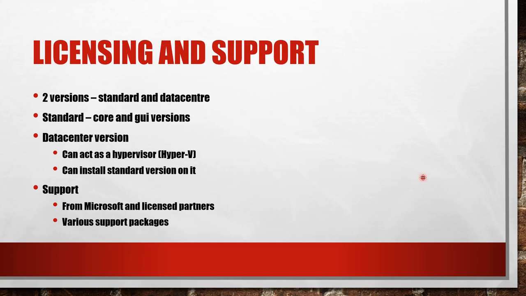Then lastly, we just want to talk about licensing and support. So you find that the Windows servers come in two flavors. There's the standard Windows server, and then there's the data center Windows server. The standard comes in two flavors as well. It comes in the core flavor, where it's just a command line interface. So you install it just as a command line. It will not give you a graphical user interface. And then there's also the graphical user interface version, which allows you to see the graphical user interface.